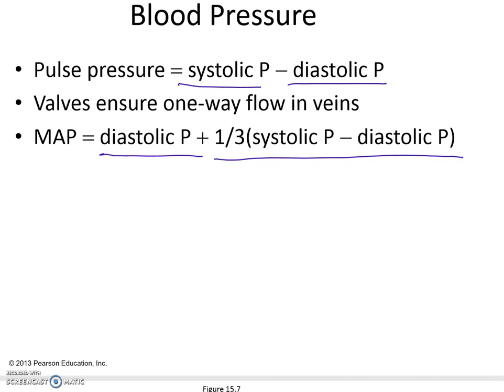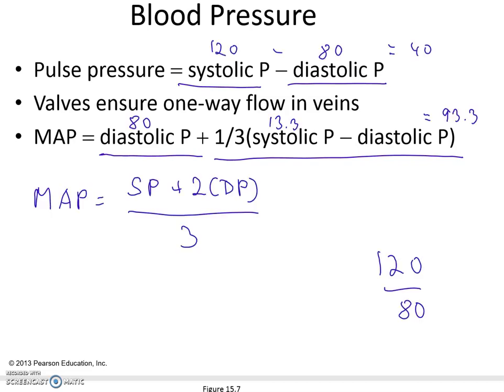But then here's the other formula that you could use. The systolic pressure plus 2 times the diastolic pressure divided by 3 gives you the same result as this mean arterial pressure calculation. Assuming that we have a normal blood pressure of 120/80, the pulse pressure will be calculated as 120 minus 80, which is equal to 40 millimeters of mercury.